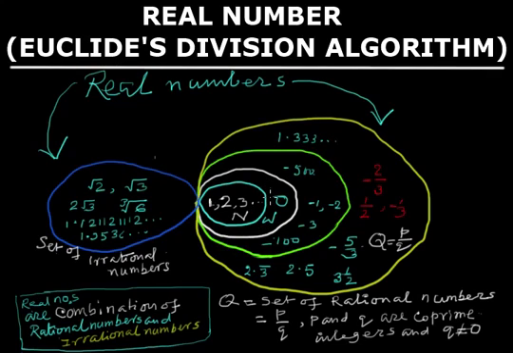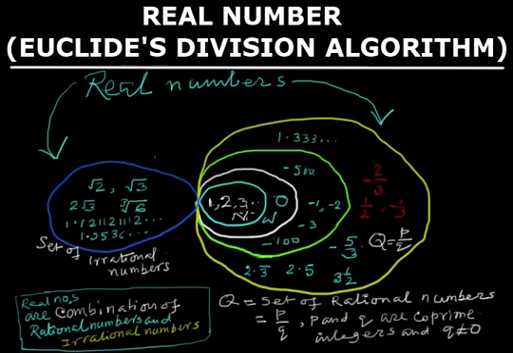But we feel the need for 0. So including 0, the set is now denoted by W. W means the set of whole numbers.